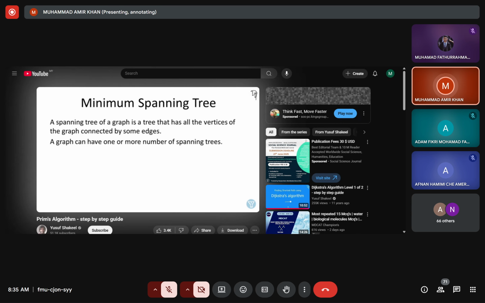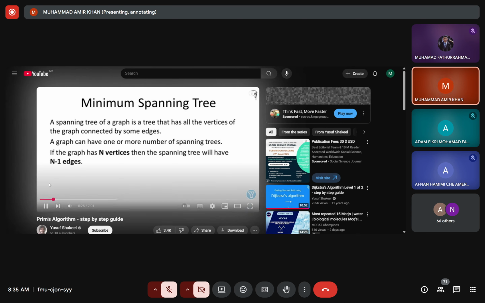If the graph has n vertices, then the spanning tree will have n minus 1 edges, meaning one less than the number of vertices. If we have 4 vertices in a graph, how many edges? N minus 1, we have only 3 edges. We can represent 4 nodes with 3 lines. Edges must be n minus 1. Very simple.